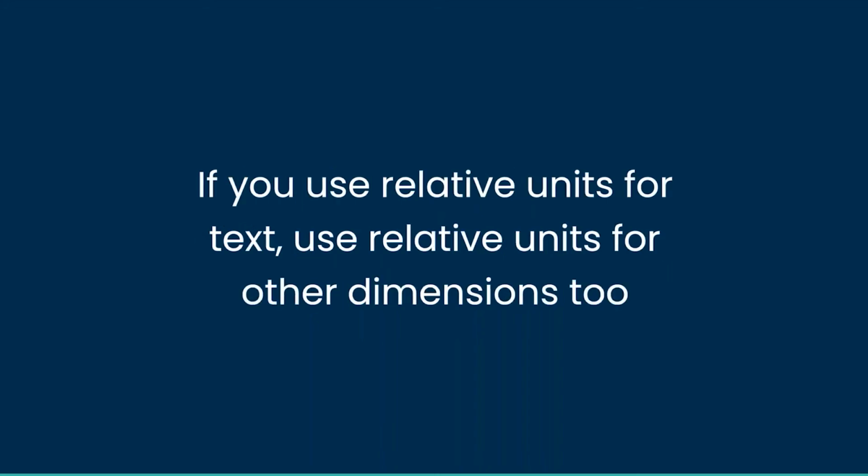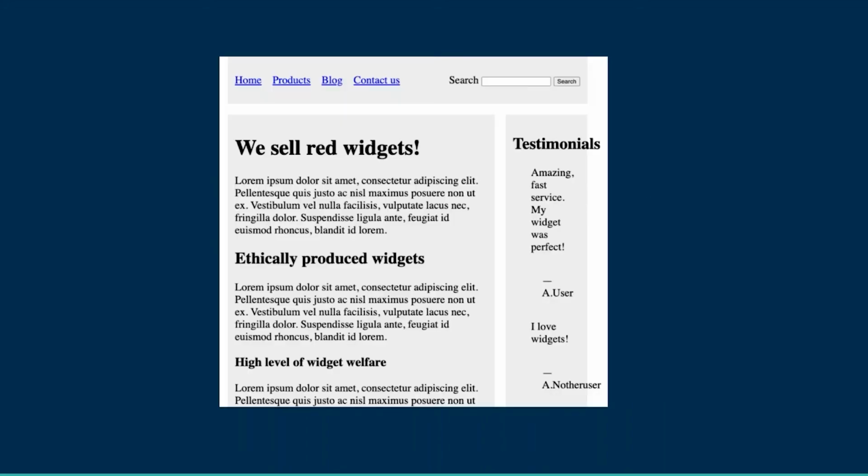And if you are using proper relative units for text, it's also worth thinking about using relative units for other dimensions too. It's all well and good allowing the user to resize their text, but if you're resizing it and the padding, margin, and width of the columns it's in don't resize in proportion to that, you sometimes end up with a broken layout, or you may have text cut off that you can't read. So in this example, the text is resized, but the layout hasn't because it's set in stone, it's set in pixels.